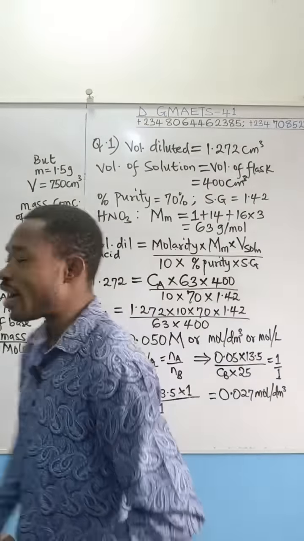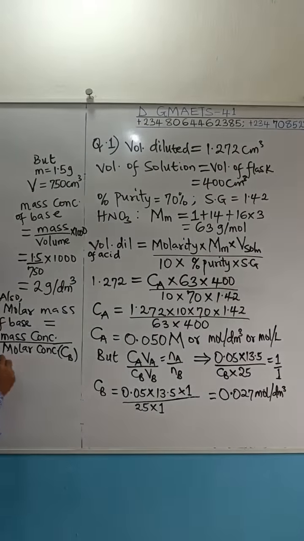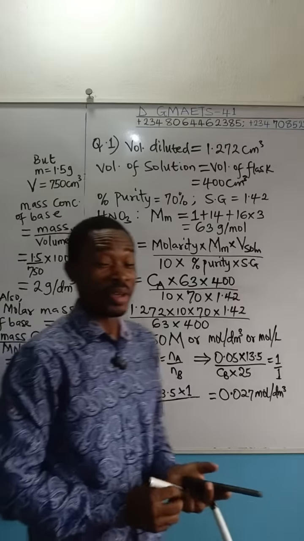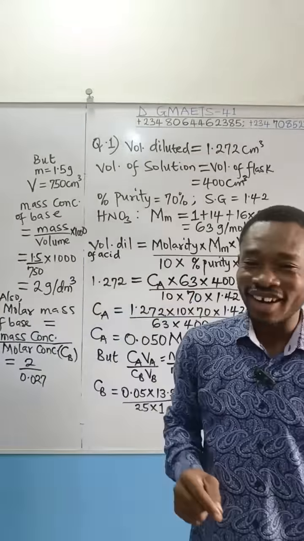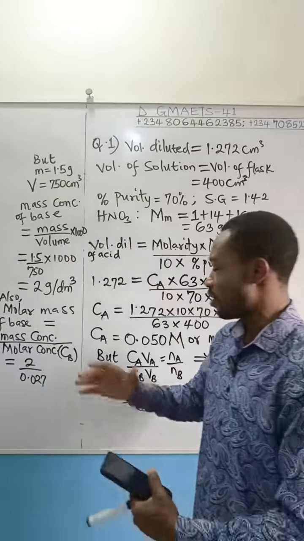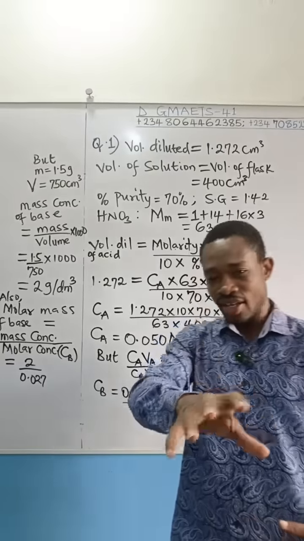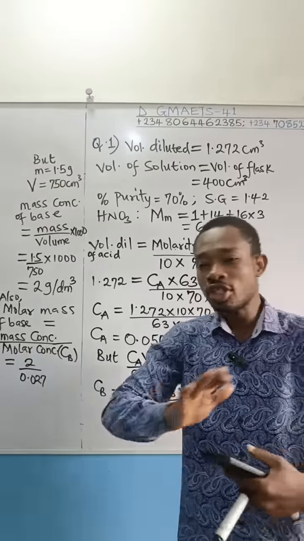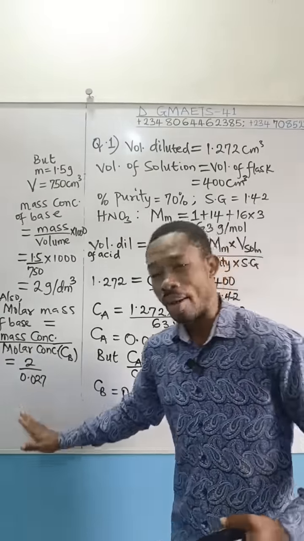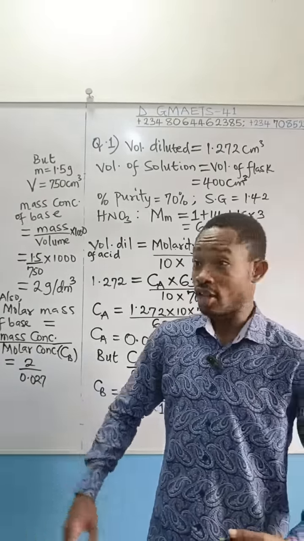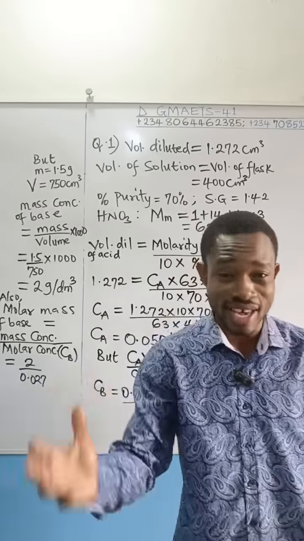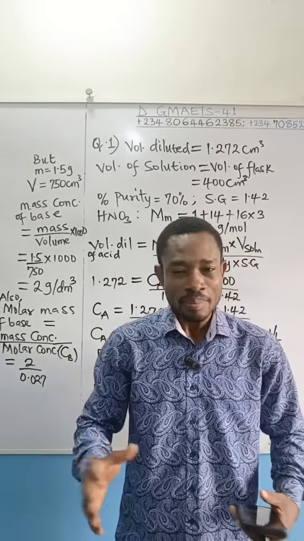Now, all we have to do is substitute. Molar mass will be equal to the mass concentration of the base, which we got to be 2, over the molar concentration of the base, which we got to be 0.027. Now, I want to say this quickly before we get to our final result. Dear friends, you should not be interested in what we obtain as the molar mass here, because it may or may not agree with any particular base. But that does not matter.